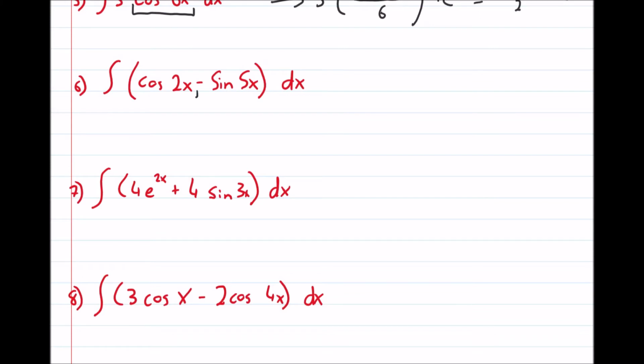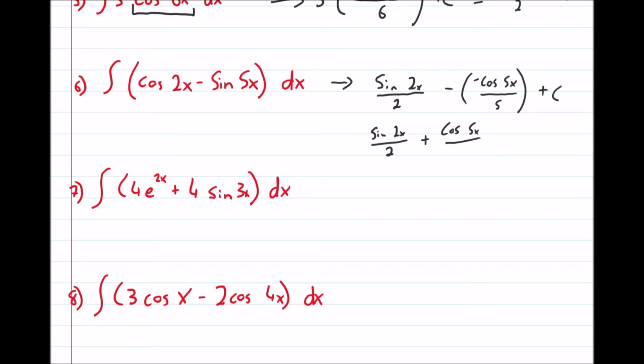The next one, we have it in 2 bits, but don't let that confuse you. Just work it out bit by bit. So we'll take this one first, the cos 2x. So cos 2x will become sine 2x over 2. And then we have sine 5x, we're going to have to take the minus out. Then sine will become minus cos, and it's a 5x, so 5x all over 5 plus c. We can simplify it a bit. We can say sine 2x over 2 and then plus cos 5x over 5 plus c. I'm just dealing with the two minuses there. Okay, so that's that one done.